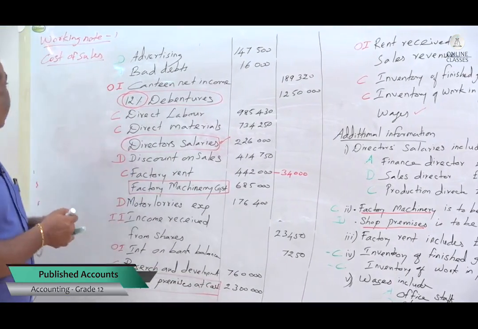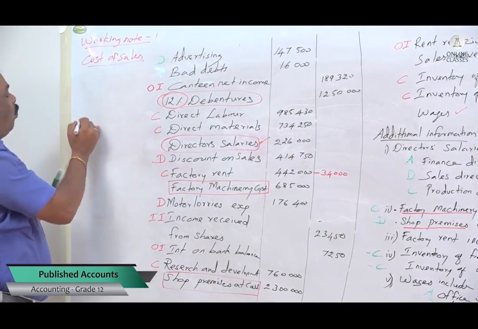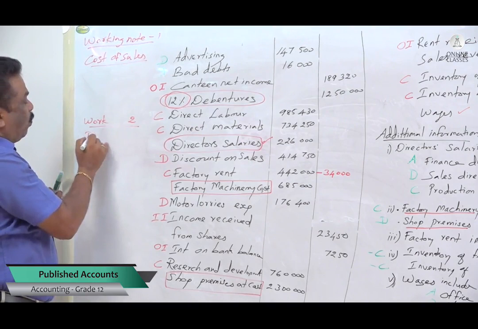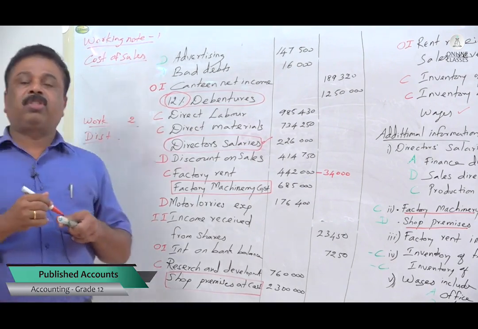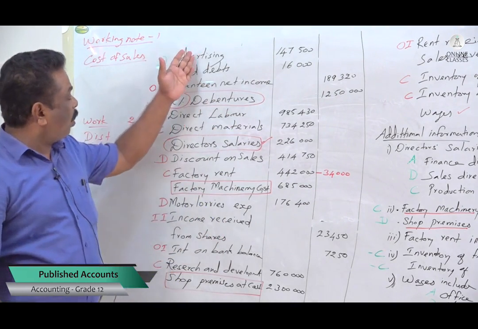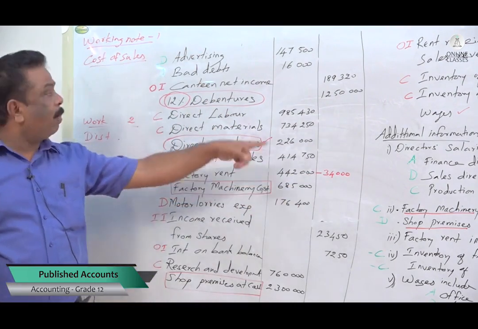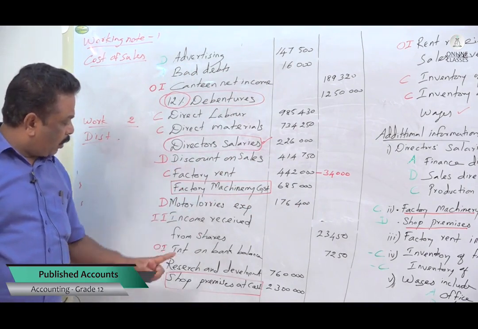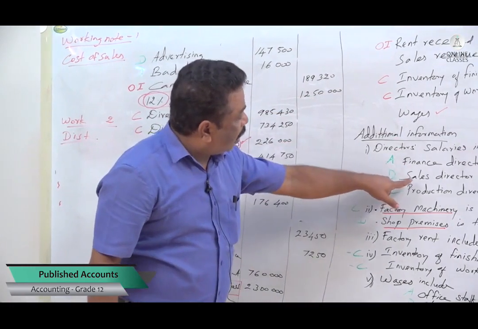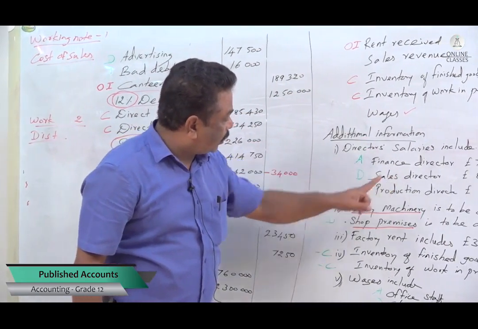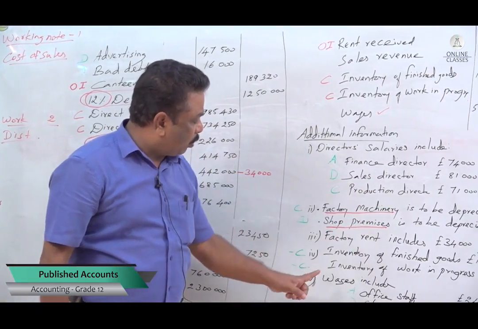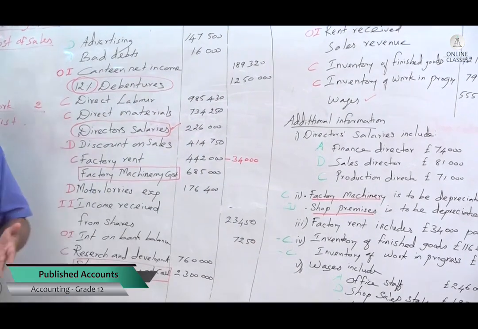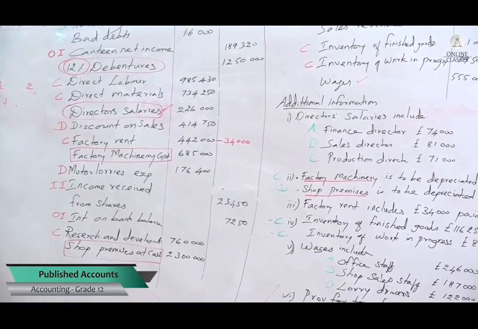Then after completing number 1, cost of sales, go for working note number 2, under which you have to add up all the distribution costs. Under the distribution costs, just list out all the items which you have marked as D: advertising, discount on sales, motor lorries expense, salaries, director salaries, sales director salaries, depreciation on shop premises, shop sales staff and the wages for lorry drivers. Then you total it, you will get the total distribution costs.